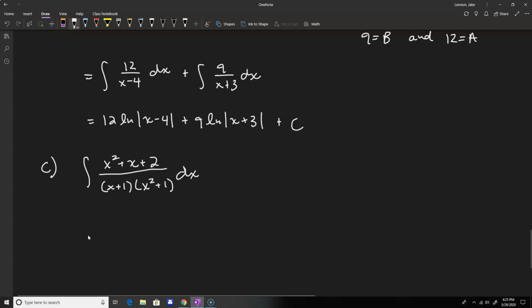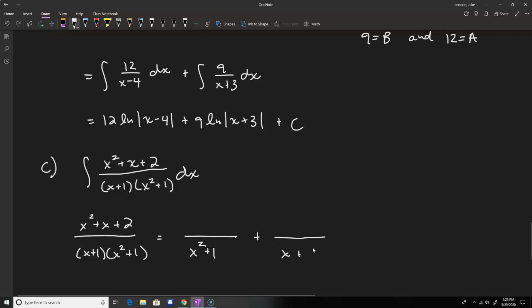So basically what we want to do is rewrite (x squared plus x plus 2) over (x plus 1)(x squared plus 1) as two factors. We want to write it as something over x squared plus 1, plus another guy over x plus 1. And the point here is if you have a factor that's quadratic on the bottom, we can't just put a single letter like A on the top.